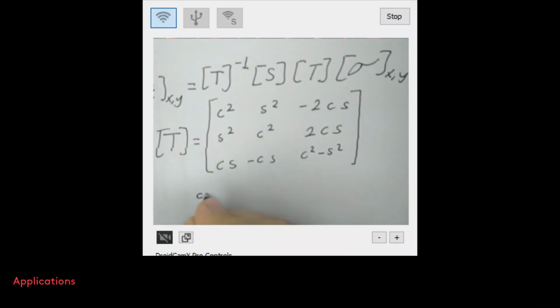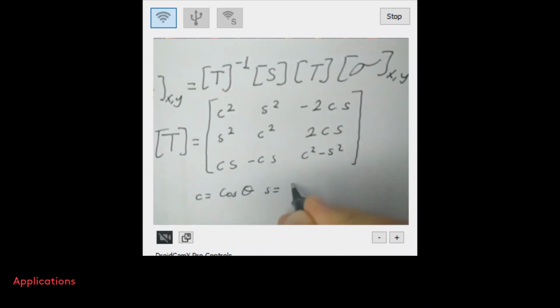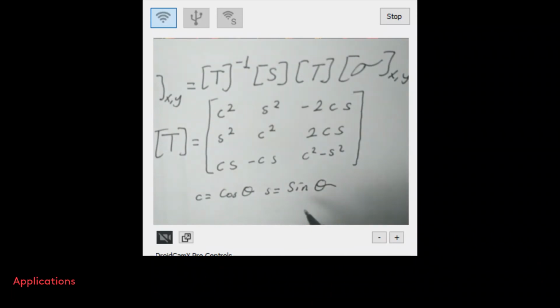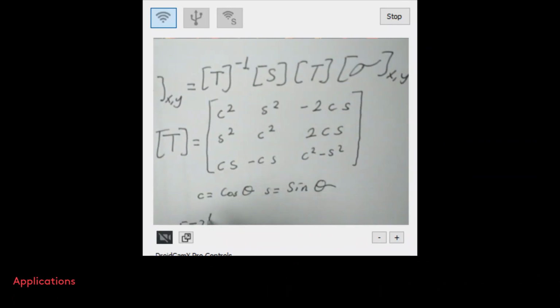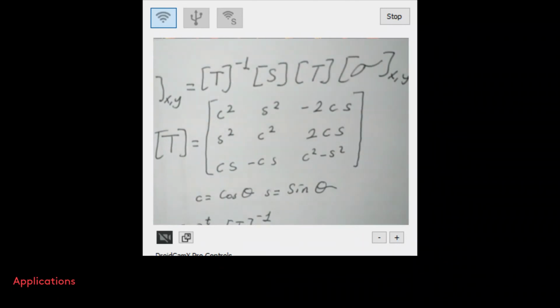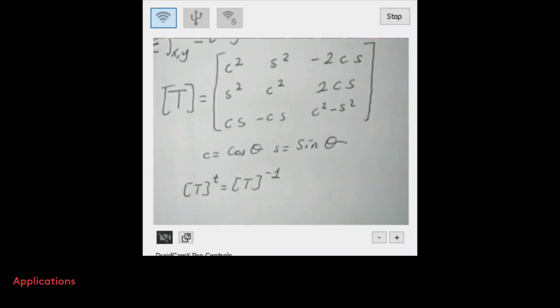In fact, c is equal to cosine theta and s is equal to sine theta. So one property of this matrix is that the transpose of this matrix is equal to the inverse of it. Okay, so these are the expressions that we have.